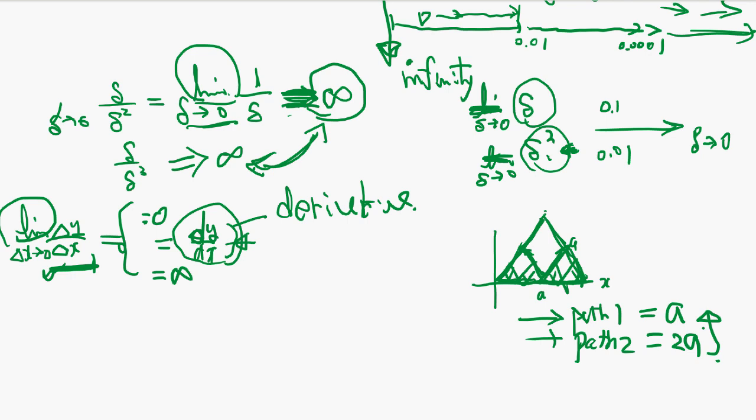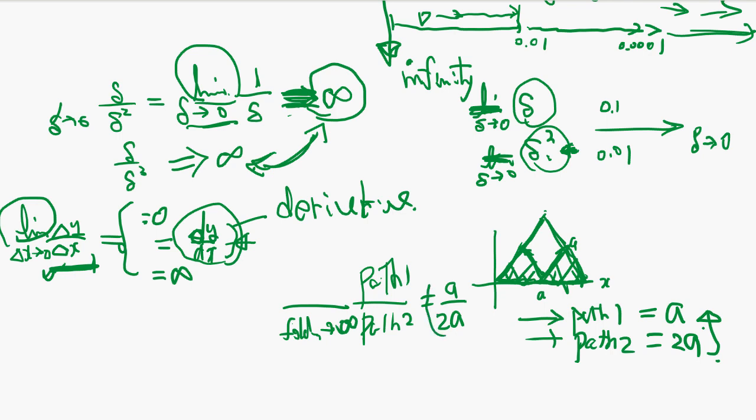Okay, the path length was a over 2a before folding infinitely. And what's happened, the ratio is the same no matter how many times you fold it. So the ratio is always 1 over 2, right?